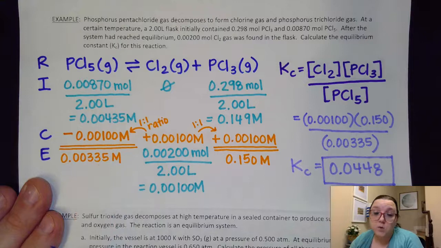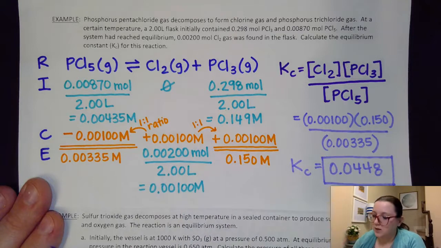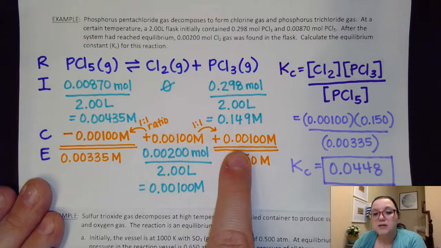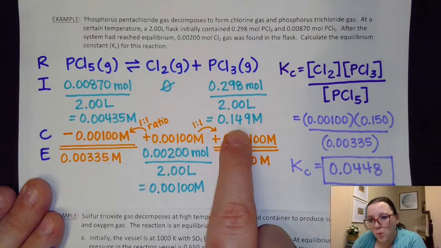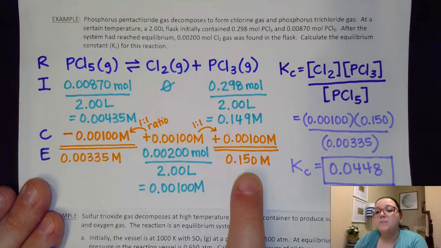So then on the other side here with PCl3, again, that product side is increasing, but again, 1-to-1 molar ratio. So that means our PCl3 is also going up by 0.001 molarity. And if it started at 0.149 and it's going up by 0.001, that would bring me to a final molarity at equilibrium of 0.150 molarity.